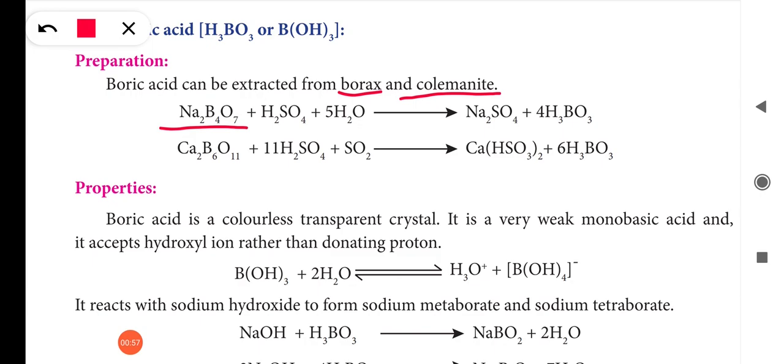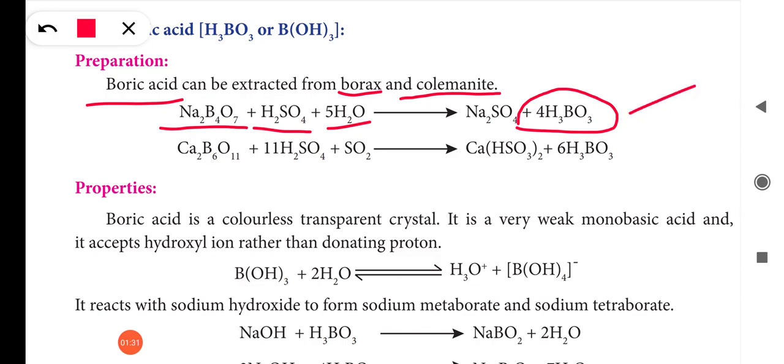When borax is treated with H2SO4 in the presence of water, it will form H3BO3, which is called boric acid. So boric acid can be prepared from both borax and colemanite. From borax, we can prepare boric acid by treating the borax with H2SO4 and water.